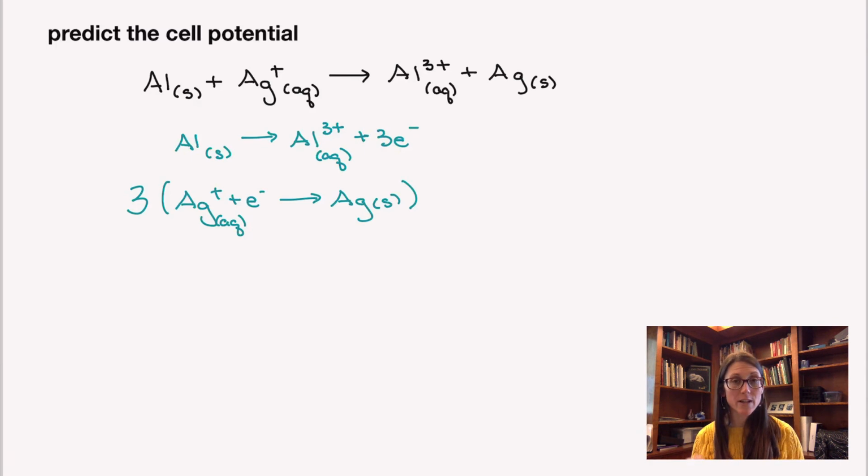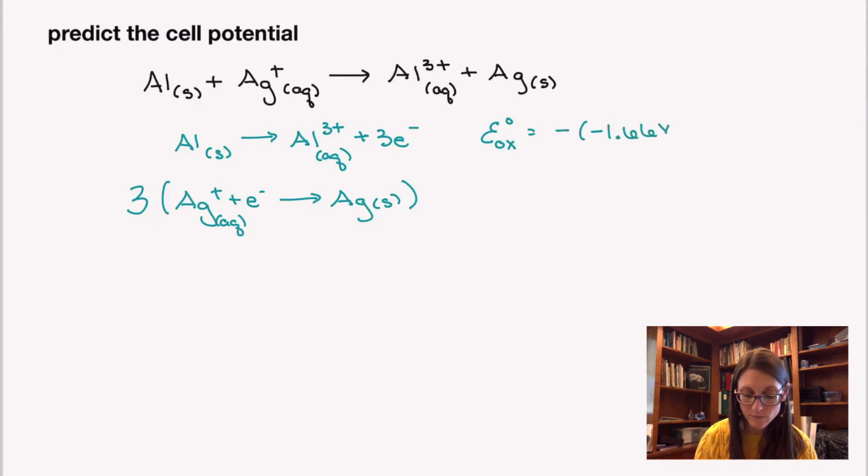Let's take a look at what this does to our reduction and oxidation potentials and the overall cell potential. For the oxidation process for that aluminum, this is just the opposite of the reduction potential that you find in a standard reduction potential table. And so I'm going to flip the value for the reduction potential. It was a negative 1.66 volts, now it's going to become positive. For the reduction, if I look at the table, it's for 1 silver plus 1 electron makes silver metal.